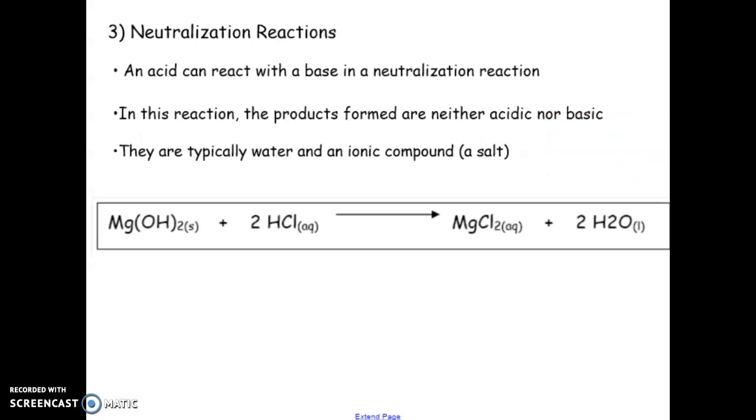So here's an example of a neutralization reaction. This is where you have an acid and a base reacting. So just a reminder, how do we know we have an acid? You have hydrogen and the AQ. And of course, a base should have hydroxide in it, typically with a metal. So here we have magnesium hydroxide and hydrochloric acid. That makes as products magnesium chloride and H2O.